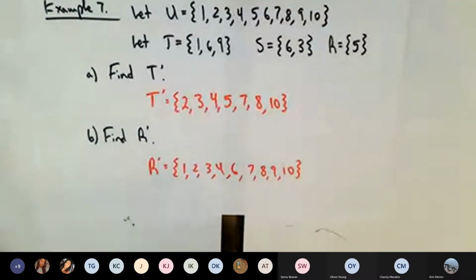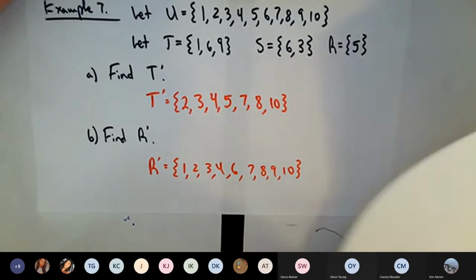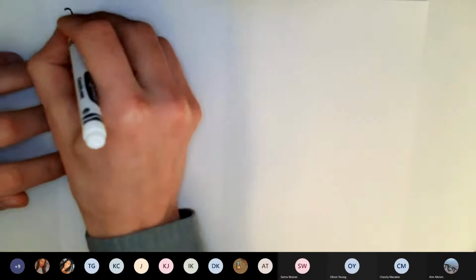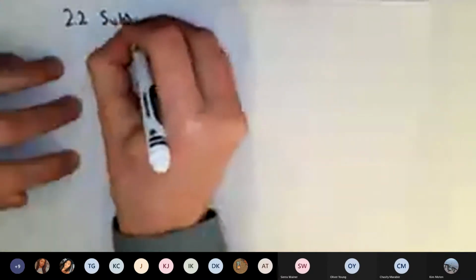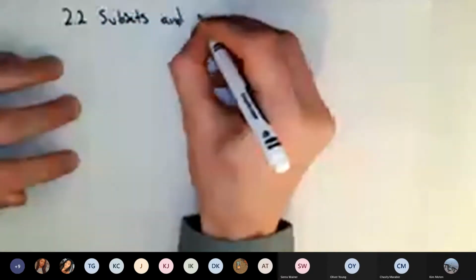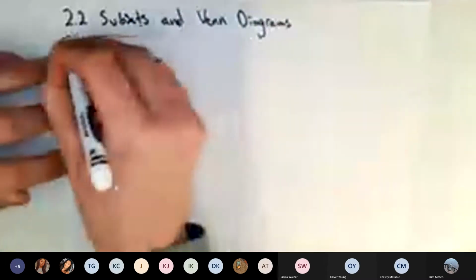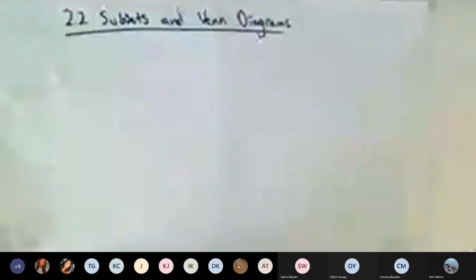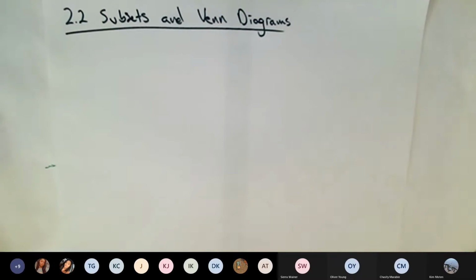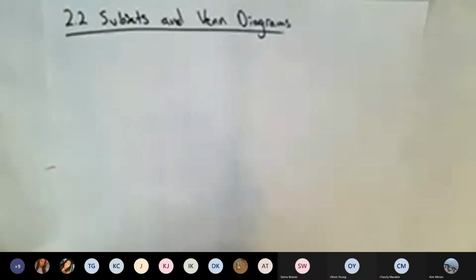So now let's move on to section 2.2. Subsets and Venn diagrams. Good. Subsets and Venn diagrams. Okay, so in this section, we're going to talk about another way to compare sets.